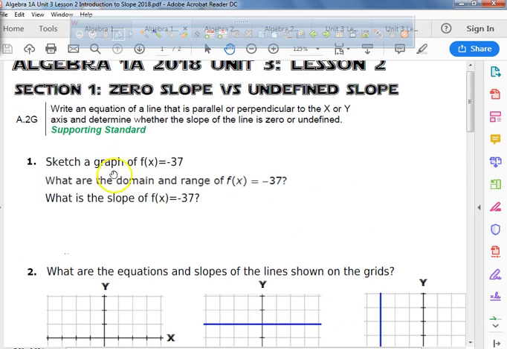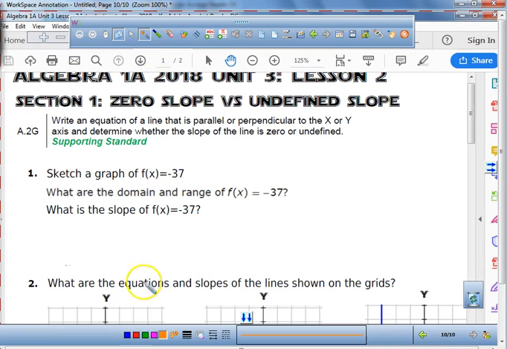Number 1, it says sketch. By the way, this is a real STAR problem. It didn't say sketch a graph. It basically said, what are the domain and range of it? That was the actual question. But I gave you 3 things. I said, sketch a graph of it. Then I said, what are the domain and range of that? And then also, what is the slope of that? And what did I always say f of x means? Yeah, that's the y value, because y is a function of x.